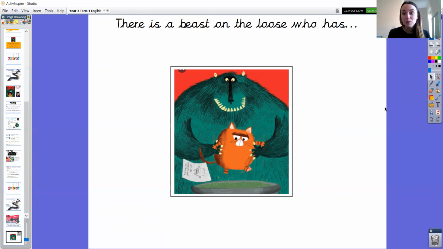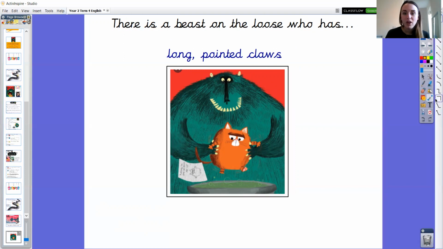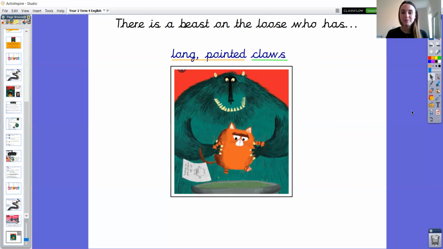Great thinking, Year 2. We need to remember to use commas in a list if there is more than one adjective before the noun. I have an example here to share with you. There is a beast on the loose who has long, pointed claws. So the adjectives are long and pointed, and there is more than one adjective before the noun, so there is a comma to separate the adjectives. And the noun, so the thing, is the beast's claws.